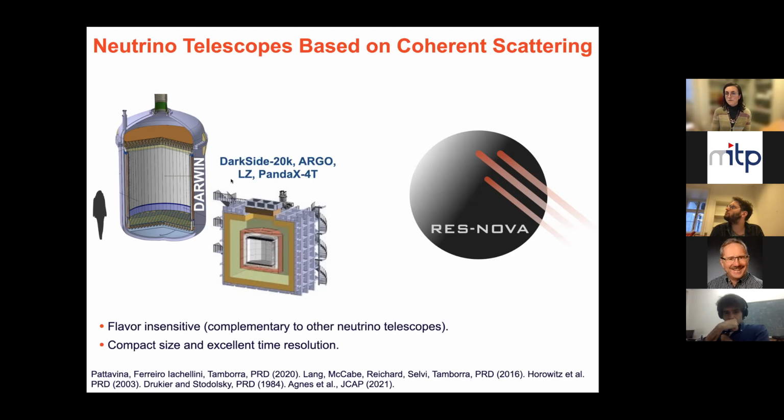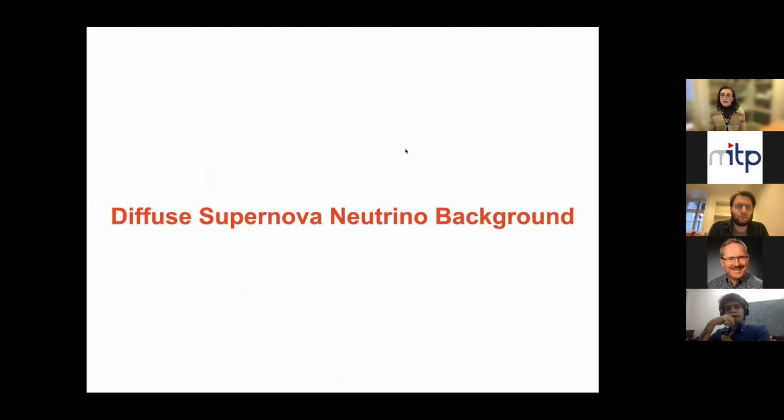single different flavors. In addition to direct detection dark matter experiments, we also recently proposed the RES-NOVA detector to be built at the Gran Sasso laboratories, which would instead be based on archaeological lead, and would work basically with the same principle. Okay, so this is all the standard stuff related to weak interactions that we have in the context of one supernova burst.